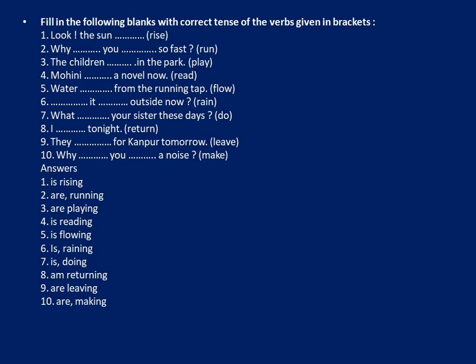Is it flowing outside now? What is your sister doing? Which one are we doing? Number 8. I dash tonight. So what will come? I am returning will come. I am returning tonight. Number 9 is they dash for Kanpur tomorrow. They are leaving for Kanpur tomorrow. Number 10. Why dash you dash a noise? Why are you making a noise?